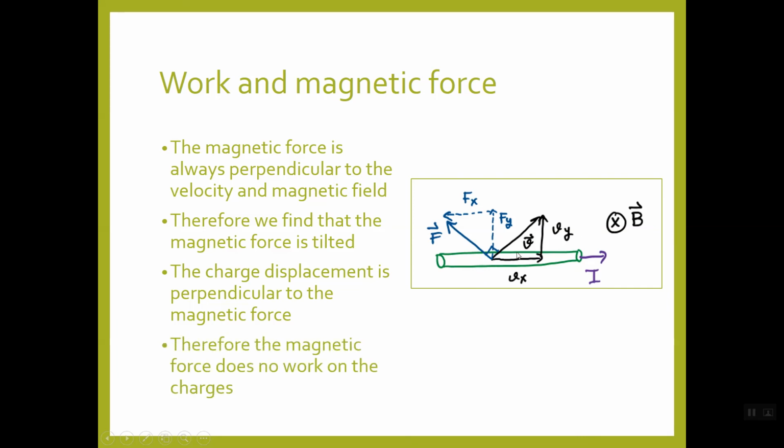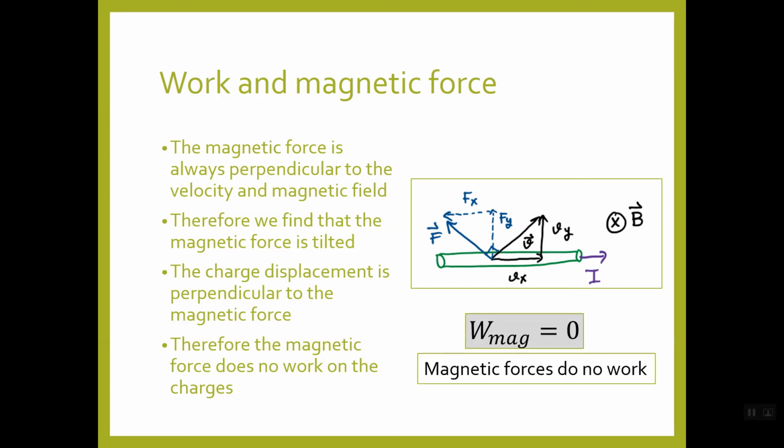So the magnetic force does no work on the charges, because work is F dot d, or F d cosine theta. Our theta is 90, so the work done by the magnetic force on the charges has to be 0. This is the case in any situation, so magnetic forces in general do no work.